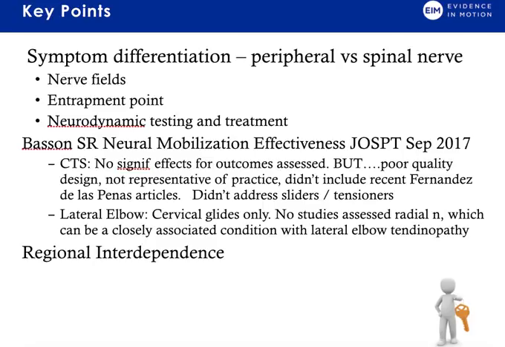This is, in essence, what regional interdependence is all about. We already know that if you manipulate the cervical spine, you can get a reduction in pain, an increase in grip strength, and a reduction in pain in people with lateral epicondylalgia. So it would make sense that there is a neurogenic component to this.